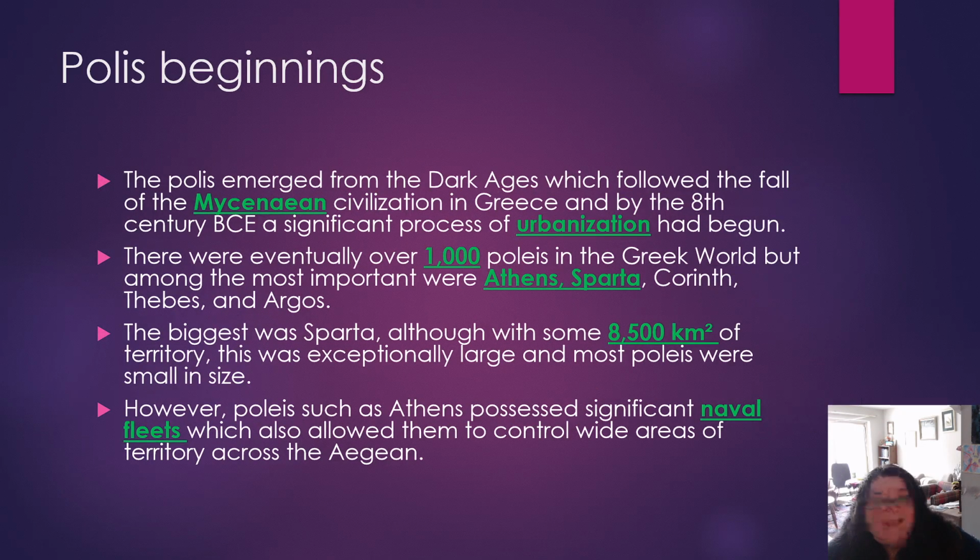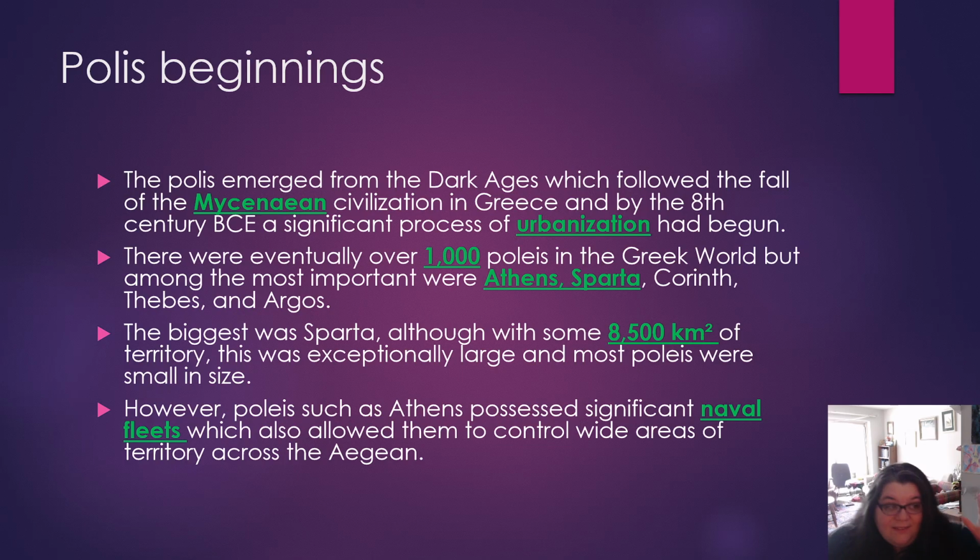Polis beginnings. The polis emerged from the Dark Ages, which followed the fall of the Mycenaean civilization in Greece, and by the 8th century BCE, a significant process of urbanization had begun. Urbanization is when people go from living out in their farms and start to converge together and live in a city, live closer together. There were eventually over 1,000 polis out in the Greek world, but among the most important were Athens, Sparta, Corinth, Thebes, and Argos.